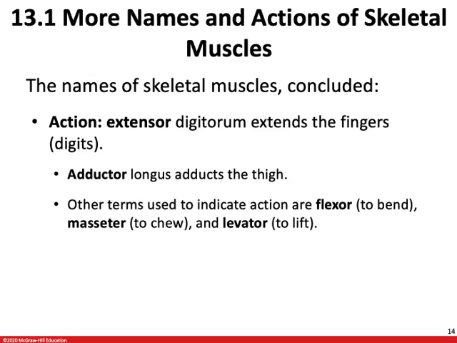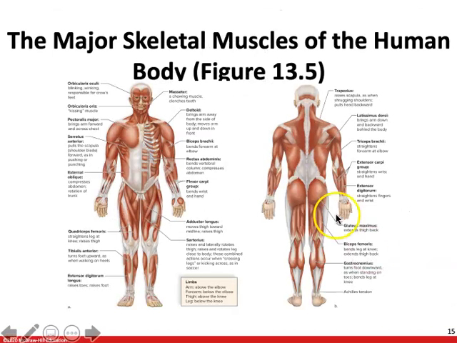Other terms that can indicate the action would be things like flexor, masseter, levator. These are all names of muscles that are named for what they do. So here is just a really great little overview that's going to show you where some of these muscles are and how this terminology is used.